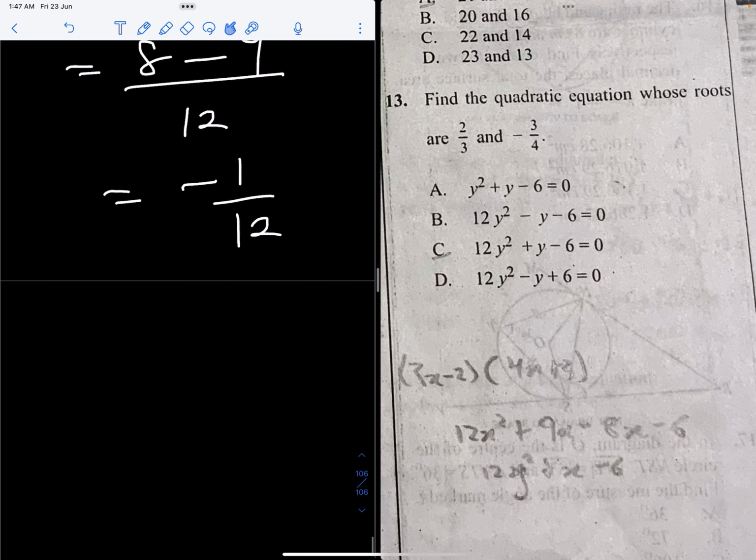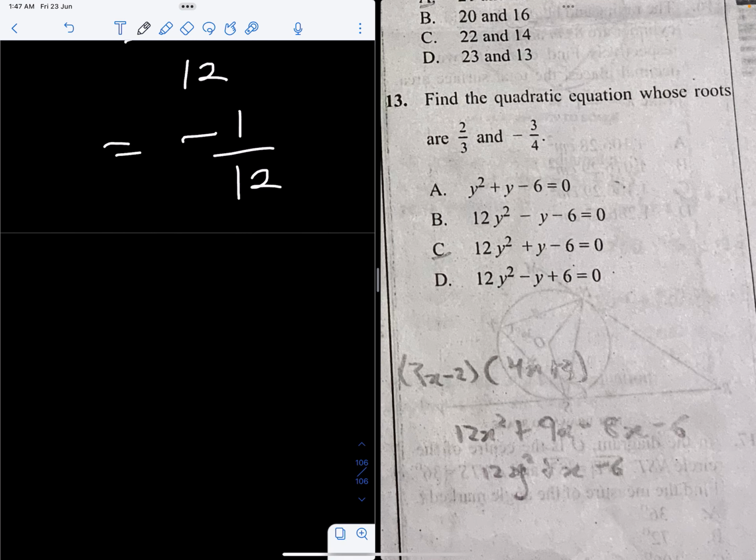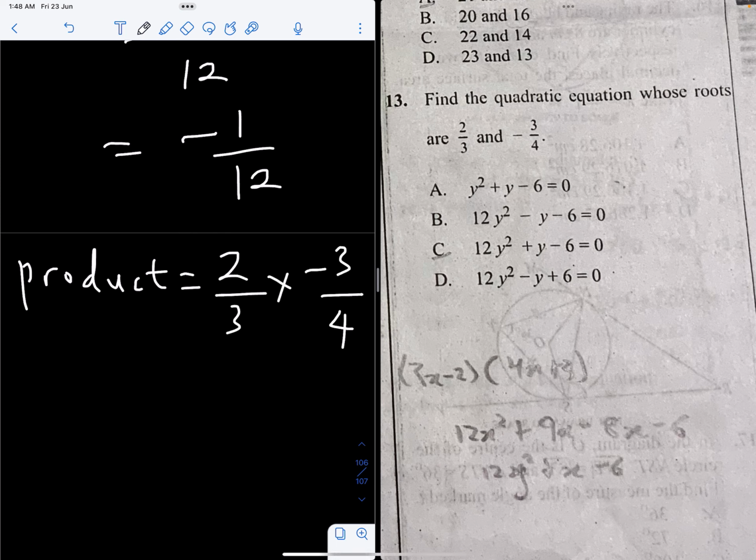Now let's find the product of your roots. Product of roots equals 2 over 3 times minus 3 over 4. And that's the same as: 2 and 2 cancel to 1, 3 and 3 cancel to 1 and 1, and that's going to be minus 1 over 2.